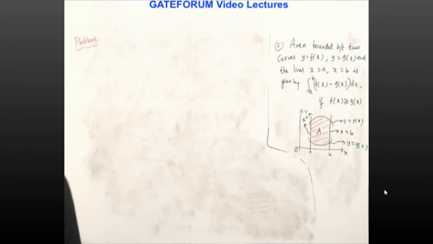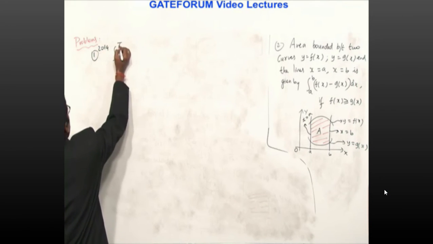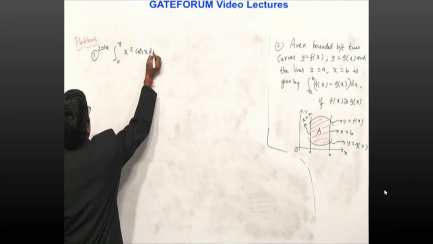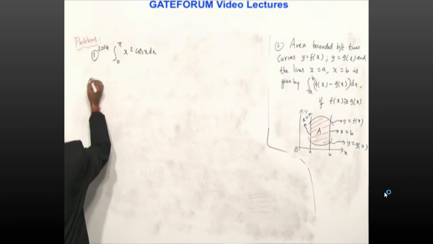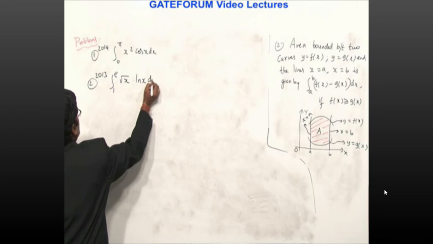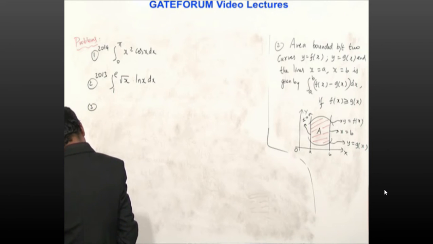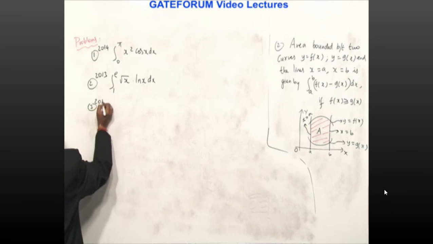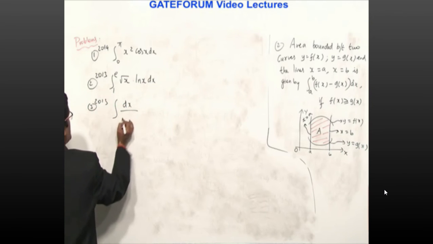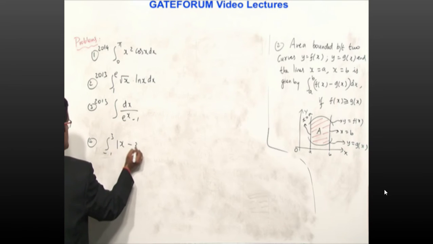Problems. First one, this was asked in 2014, 2 marks: integral 0 to pi of x square cos x dx. Second, this was asked in 2013, 2 marks: integral 1 to e of root x into ln x, natural logarithm x, base e logarithms. Third, which was asked in 2003: indefinite integral dx by e to the power x minus 1. And fourth, integral minus 1 to 3 of mod x minus 2 dx.